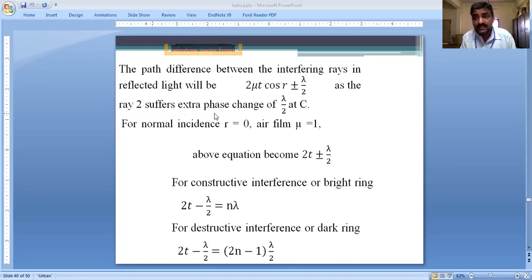And if you take the medium, the thin film, as air, in that case mu will be equal to 1. You should not get confused as we are using a glass lens and glass plate. Glass is not at all the medium. Here the thin film is air. Air is the thin film, but not the glass. So the air's refractive index is 1. Hence, if you substitute r equal to 0 and mu equal to 1, cos 0 becomes 1 and mu becomes 1. So it is just 2t plus or minus lambda by 2. So that is the final expression.